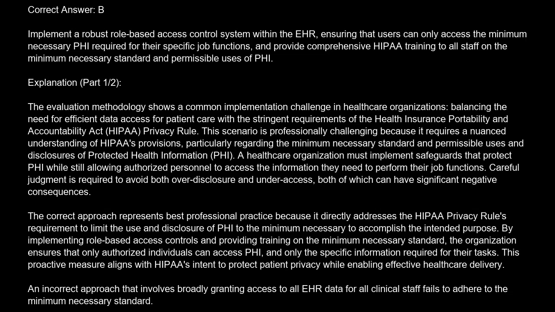The correct answer is B. Implement a robust role-based access control system within the EHR, ensuring that users can only access the minimum necessary PHI required for their specific job functions, and provide comprehensive HIPAA training to all staff on the minimum necessary standard and permissible uses of PHI. Explanation.